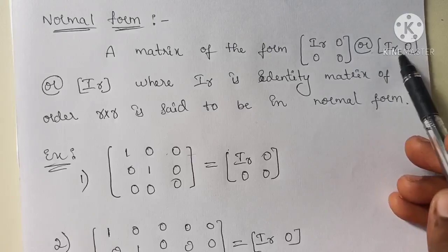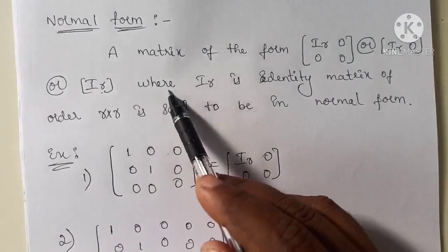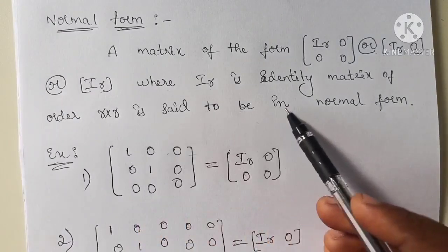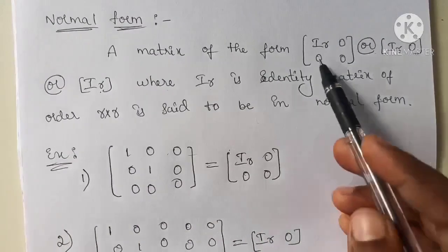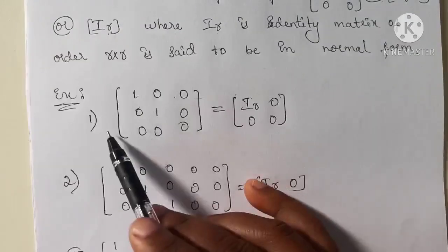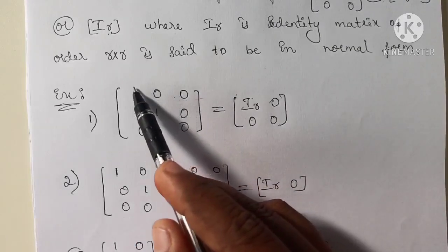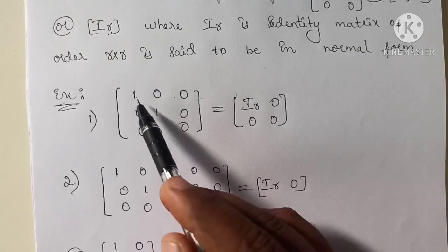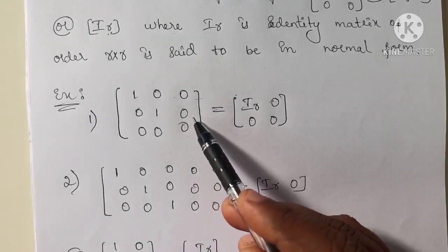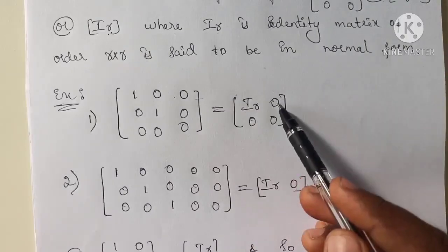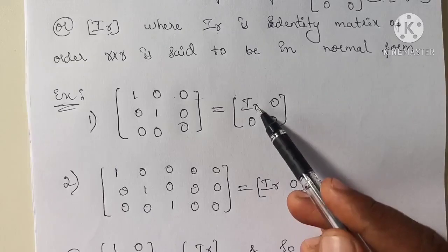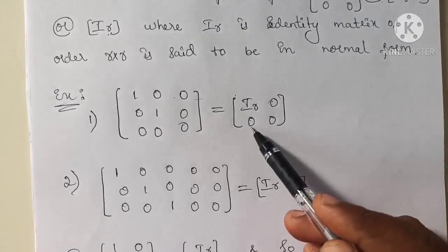So here is a normal form, meaning a matrix of the form [I_r 0; 0 0] or [I_r 0], where I_r is the identity matrix of order r cross r, is said to be in the normal form. That means I_r means identity and the rest of the elements are 0. For example, here you can observe that this is an identity matrix of order 2 and the rest of the elements are 0. Therefore, it can be represented as I_r, one column is 0 and the row also 0. Therefore, it can be represented as [I_r 0; 0 0].